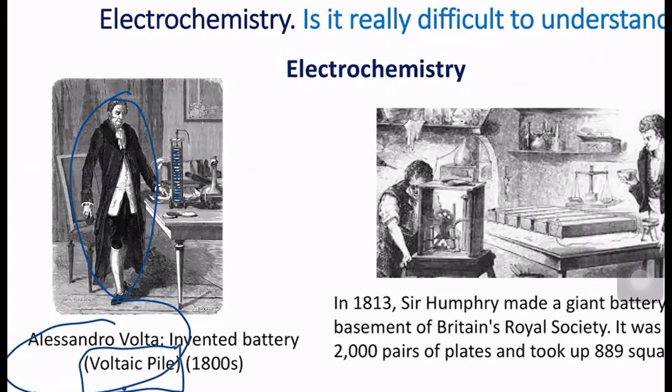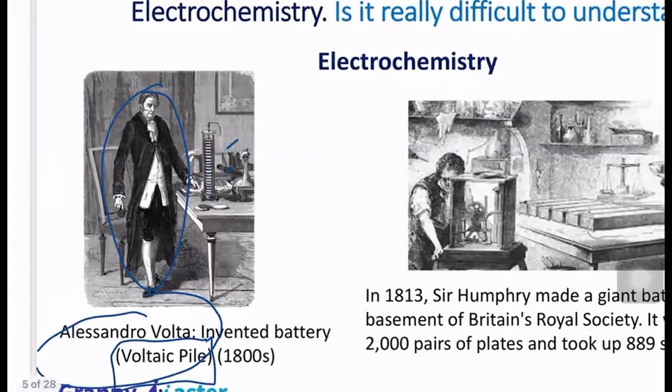In this picture, you can see the voltaic pile, in which different discs of metals are stacked. Mainly he used copper and zinc separated by cloth. You can see in this figure: one zinc, then copper, then zinc, copper, like that. He stacked these copper and zinc discs alternately, and in between them you can see some cloth.